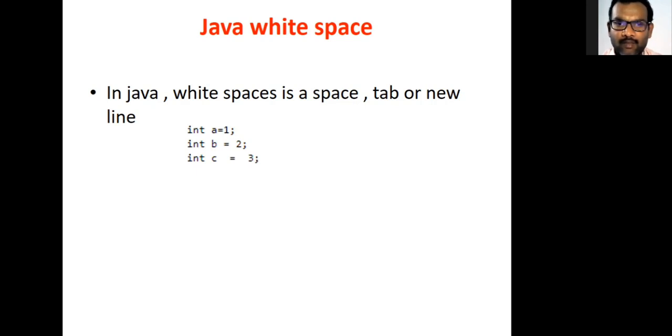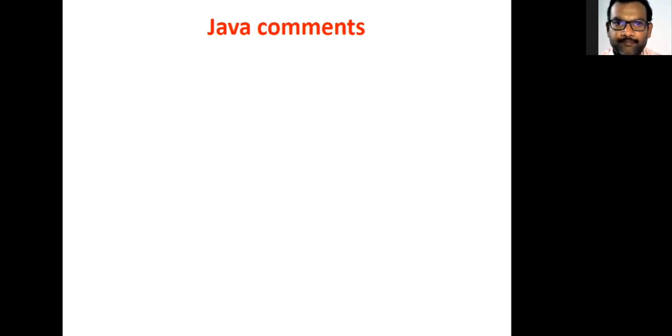The first statement is divided into five tokens. The int is one token. After that, a is one more token, equal to is another token, one is another token, and semicolon is another token. The compiler divides the statement into a number of tokens, and one of the tokens is white space.